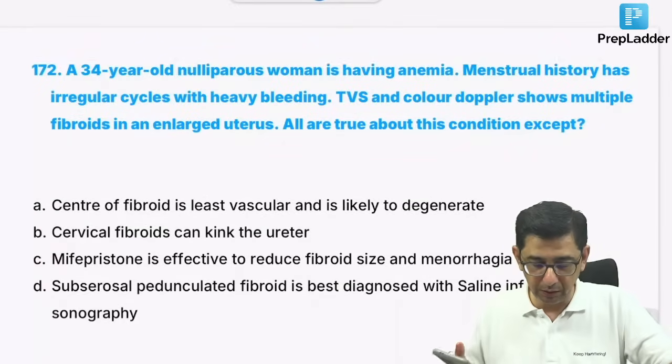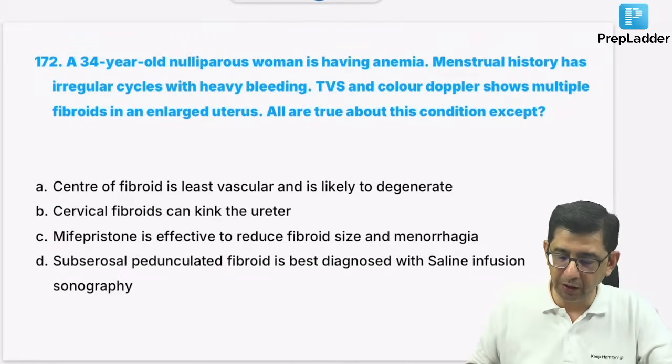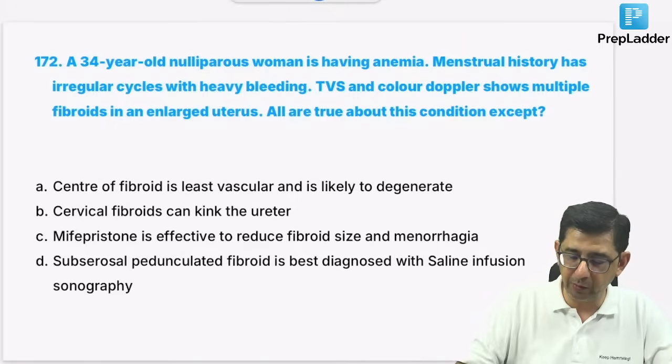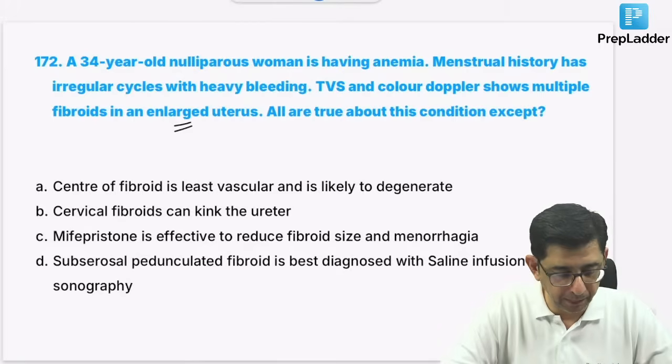Okay. Next is about a nulliparous woman. She's having anemia, irregular cycles, and there are multiple fibroids in the enlarged uterus. Yeah, no steroids would be given.